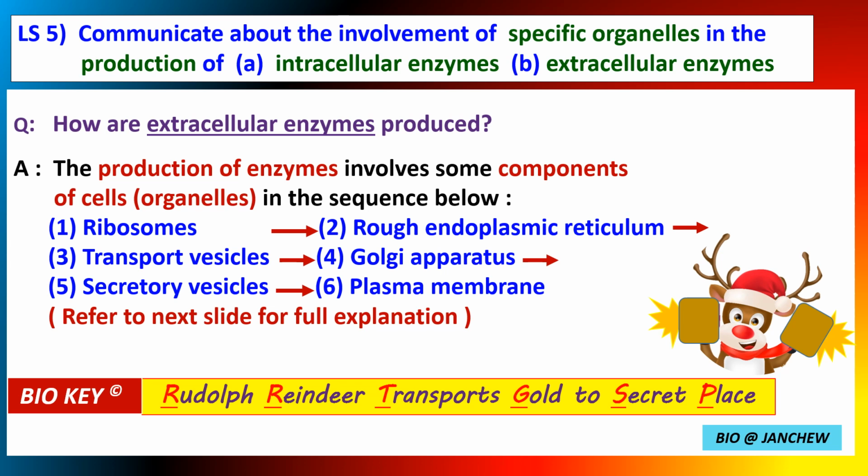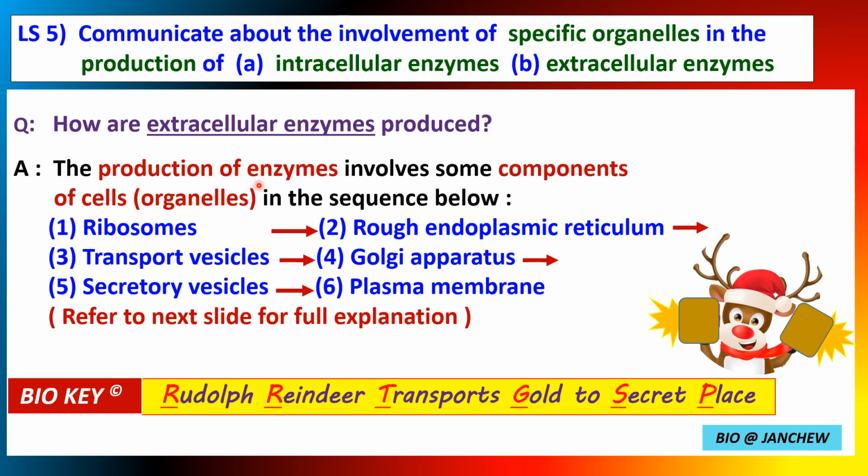The next learning standard is to communicate about the involvement of specific organelles in the production of A, intracellular enzymes, and B, extracellular enzymes. Simply put, we must be able to explain the function of organelles in the production of extracellular enzymes and intracellular enzymes. So how are the extracellular enzymes produced?